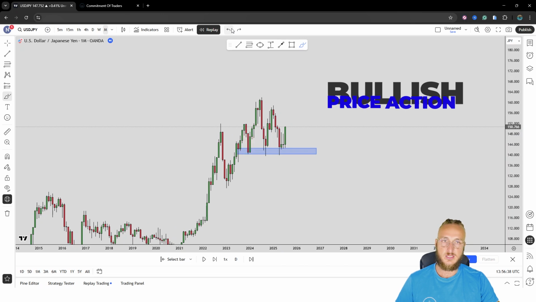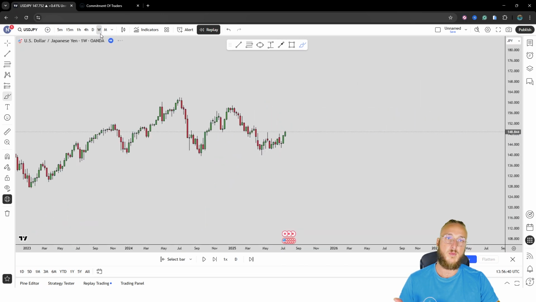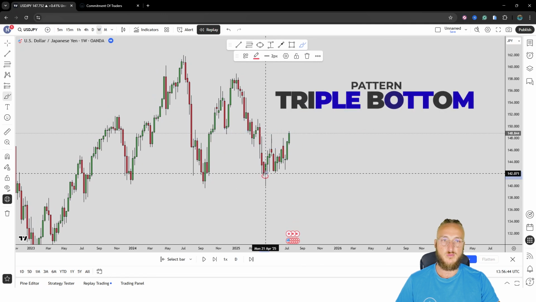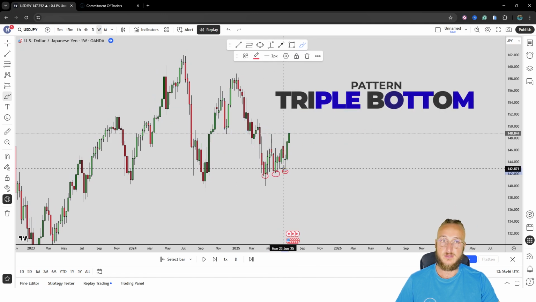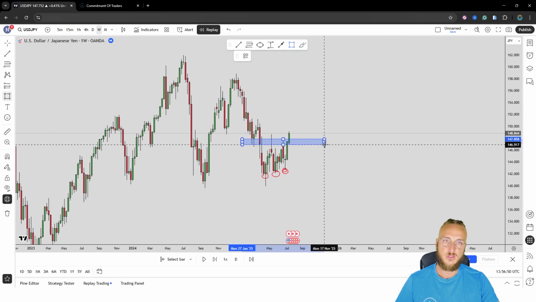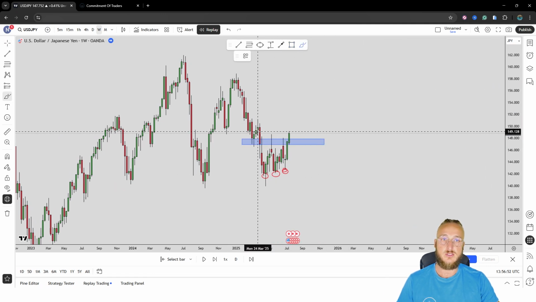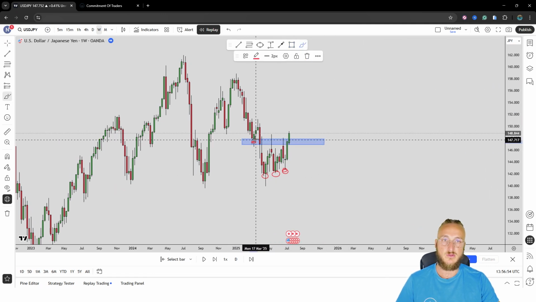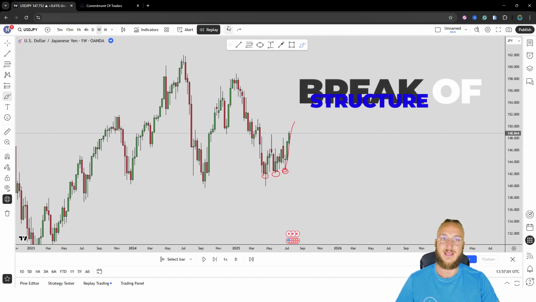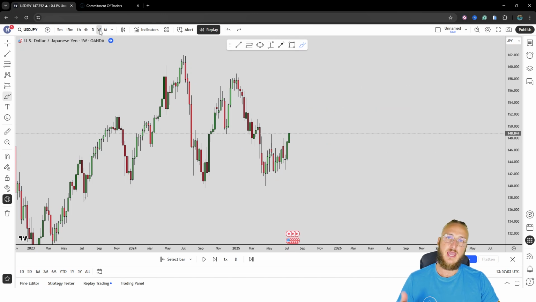As the market was rejecting this strong demand and support zone from a weekly perspective, we were also seeing a triple bottom being created around this zone. The market was also breaking to the upside a quite important structure level, which was this zone here. This level was acting as previous support, turned resistance here, and the market was breaking it to the upside once again. So monthly and weekly were both quite bullish.